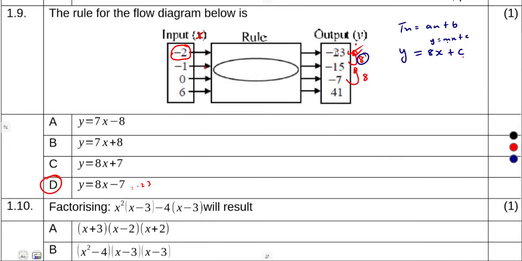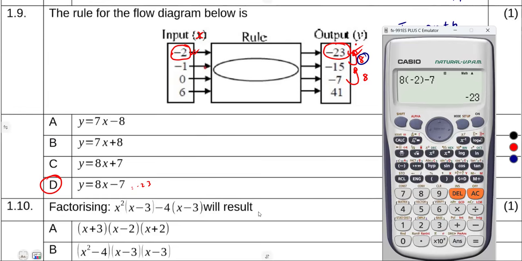When x is minus 3, y is what? Minus 23. So y is minus 23. When x is minus 2 on the input, so that's it. You can find the value of C. Minus 23 is equal to minus 16 plus C. So to obtain the value of C, add 16 both sides of your equation. So C is going to give us a negative 7: minus 23 plus 16, that's a negative 7.